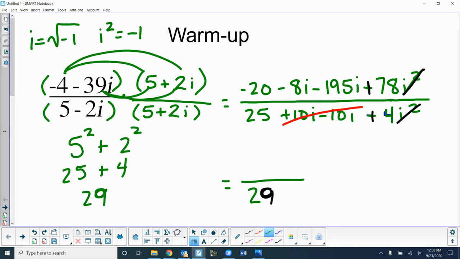And then combine the like terms. -20 plus 78 is +58. And -8i minus 195i is a -203i.